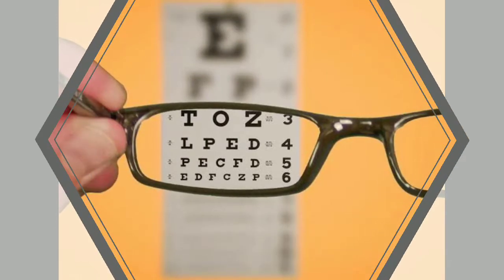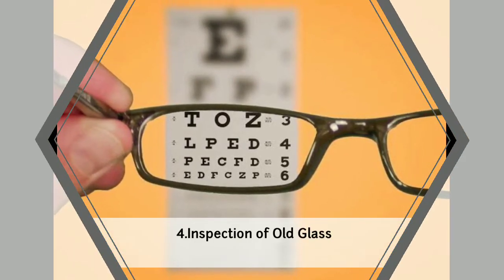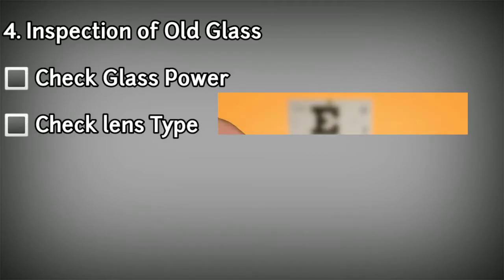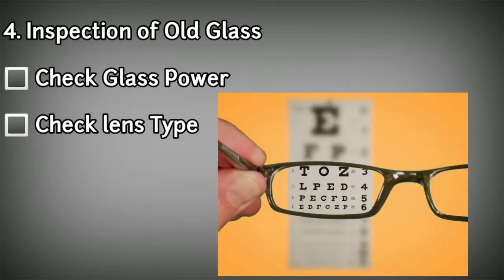The fourth step is inspection of the old glasses. First we will check the power of his glasses and the lens type. Then we will get an idea about his refractive error.